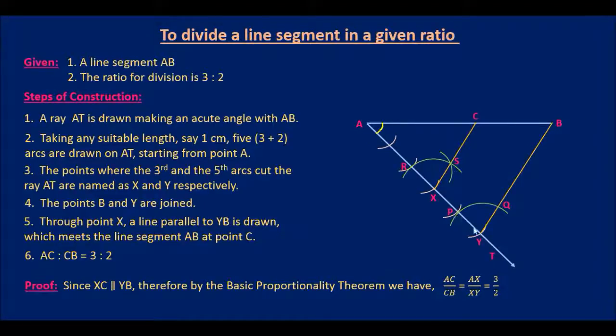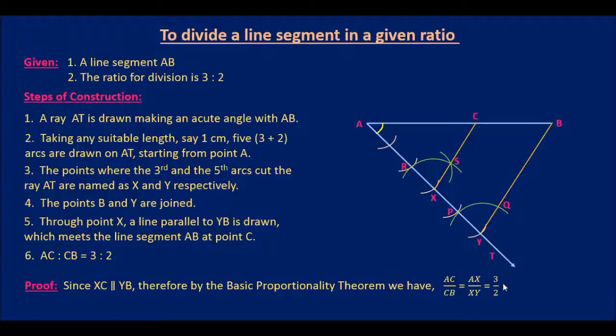And what is AX by XY? You see, we are having 3 arcs. Starting from this point A and coming to this point X, in between there are 3 arcs. So I had placed the line segment thrice in order to come to this point X from this point A. And in order to reach this point Y from this point X, I had placed the line segment twice. So AX by XY is equal to 3:2 or 3/2.